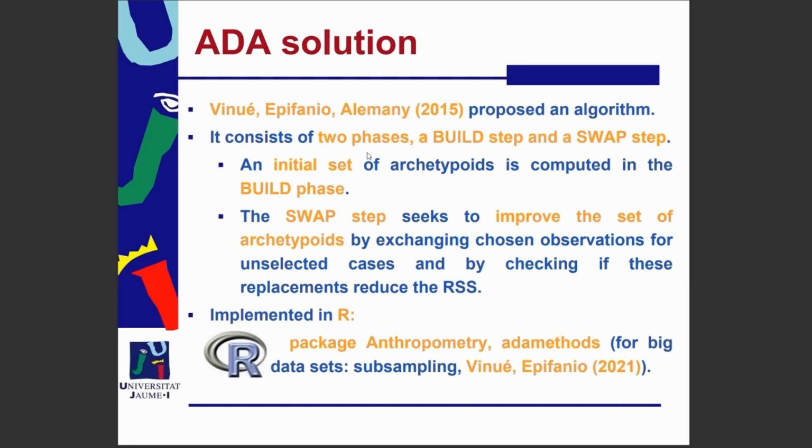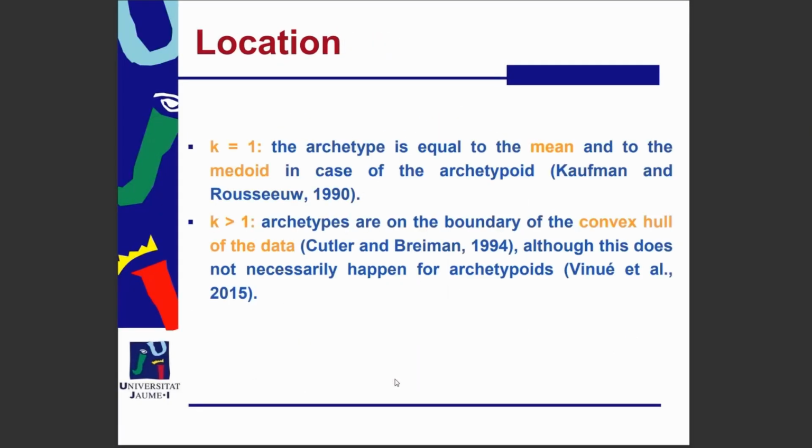And for finding the archetypoid analysis solution, we propose an algorithm with two phases. One of them is finding an initial set of archetypoids, and then in the other phase, we want to improve the set of archetypoids. This is also implemented in the R package anthropometry, and there are other methods for big data sets. I'm going to skip things because of the time.